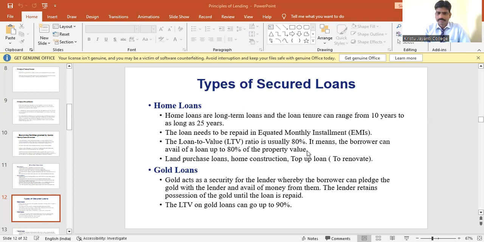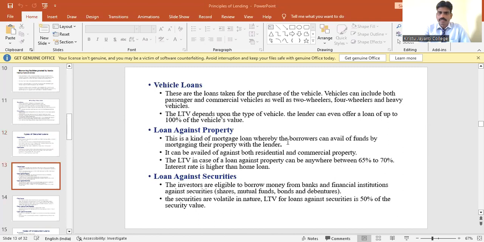Then gold loans. Muthoot Finance, other private finance companies, and government banks provide gold loans. Here the LTV value is 90%, because the gold rate changes every day, with high fluctuation and volatility. Even so, the banks provide 90% of the value of that asset as a loan. Then vehicle loans. To buy a new vehicle, the banks provide a loan. This is also a secured loan.